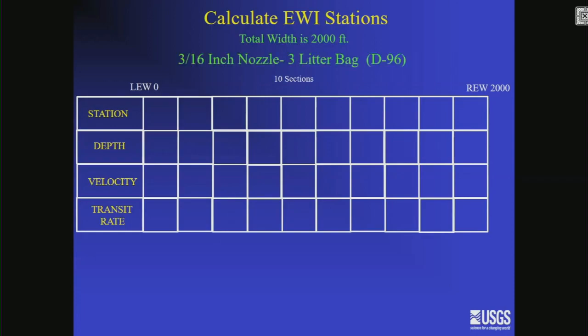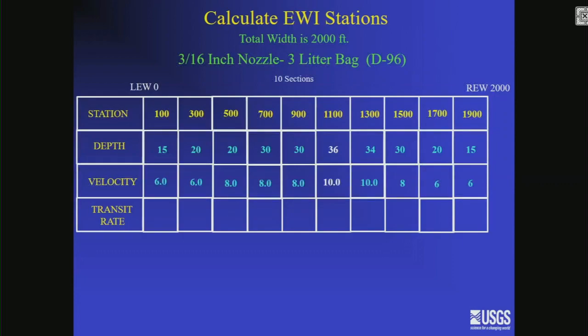This is a station that is 2,000 feet across, and they're using a D96 bag sampler. These were the stations that we calculated using the USGS EWI method. At each of those sections, these are the depths in feet. And normally, with EWI, you don't always have a sense of the velocity in each. But for this example, we estimated the velocity at each vertical to give you a sense of how we go about picking the transit rate.